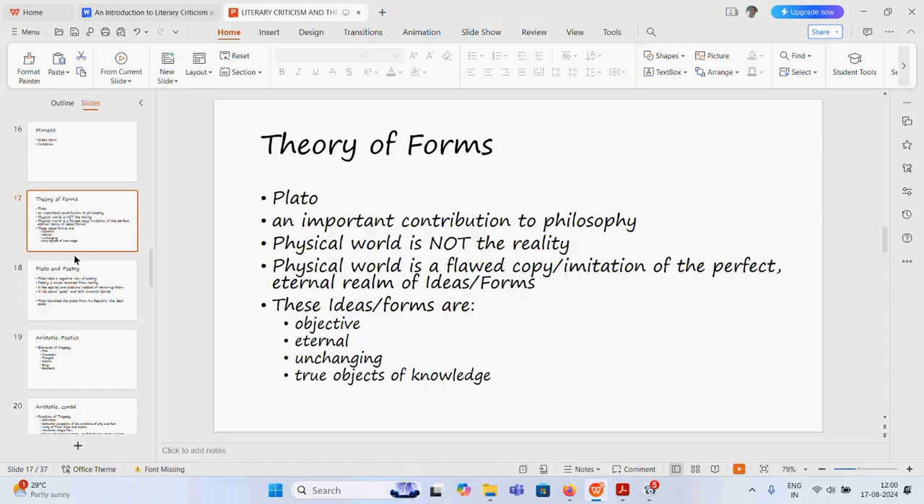This theory of forms by Plato raises some very important questions about the relationship between what is sensible and what is intelligible.